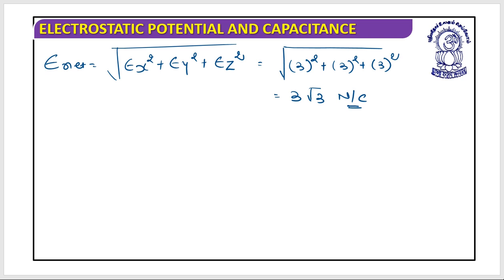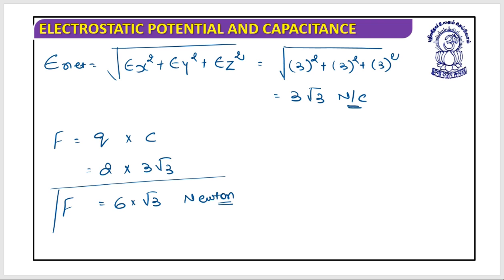But this is not all. What I need is I require a F net. So F is equals to Q into E. Charge given was the 2 Coulomb multiplied by E. This is 3 root 3. So that would be equals to 6 multiplied by root 3 Newton. This is the force I'm looking for.